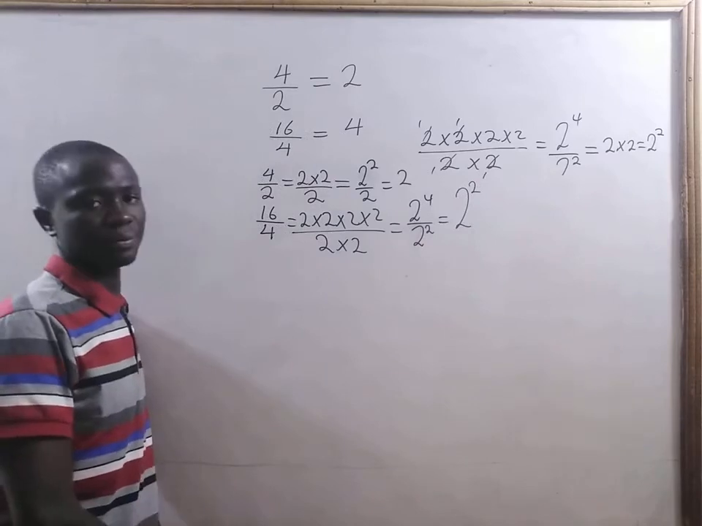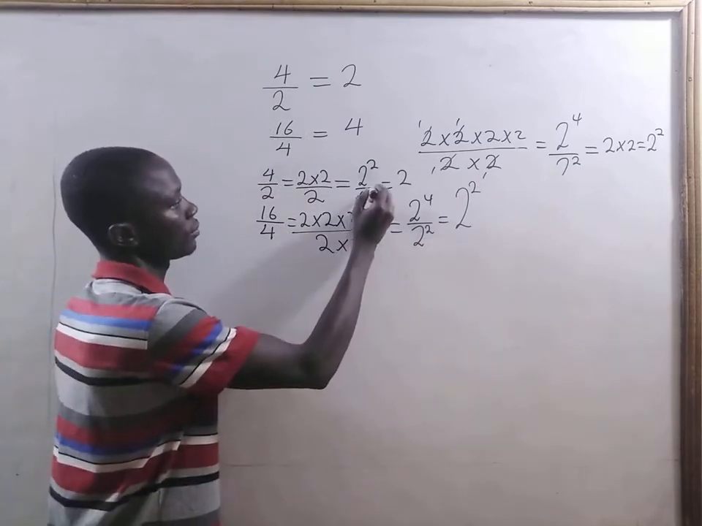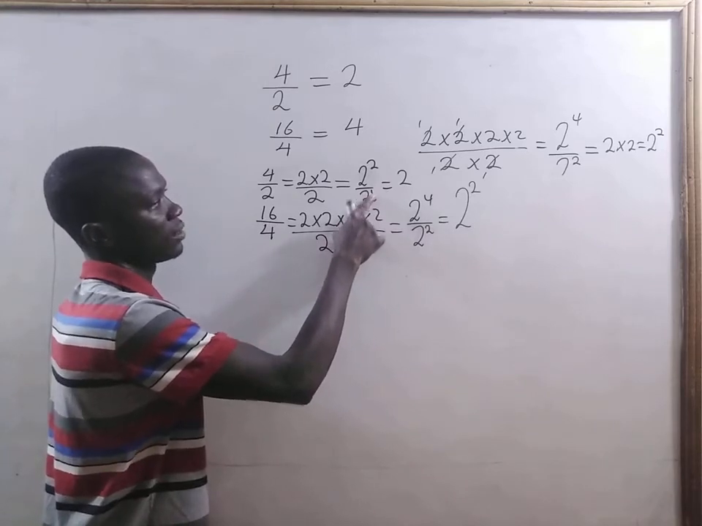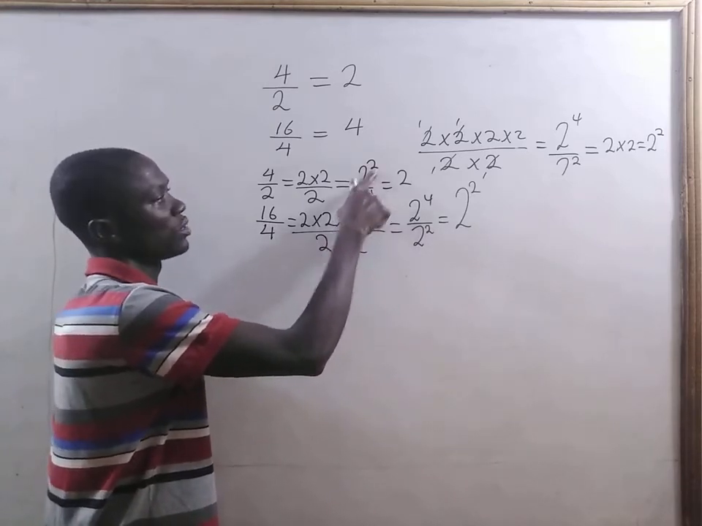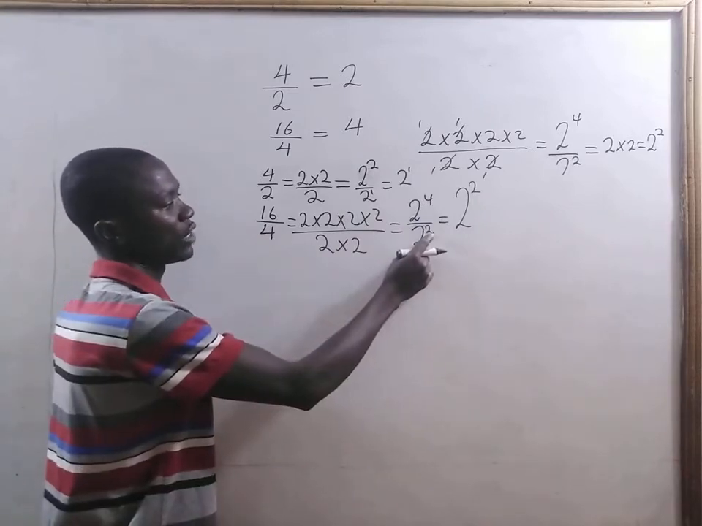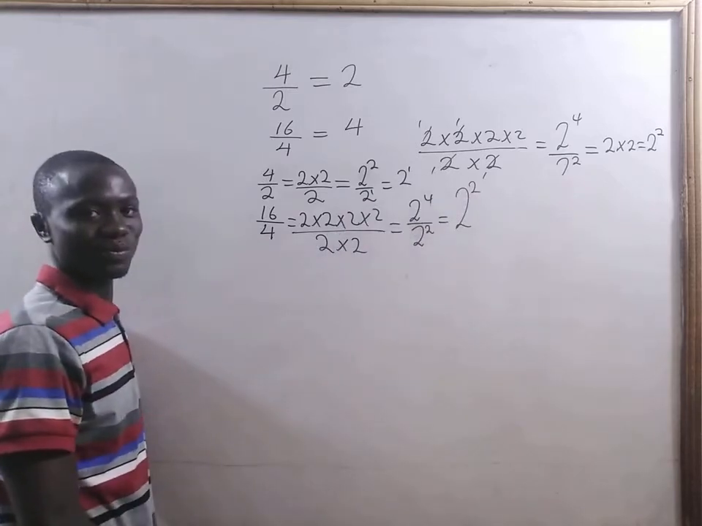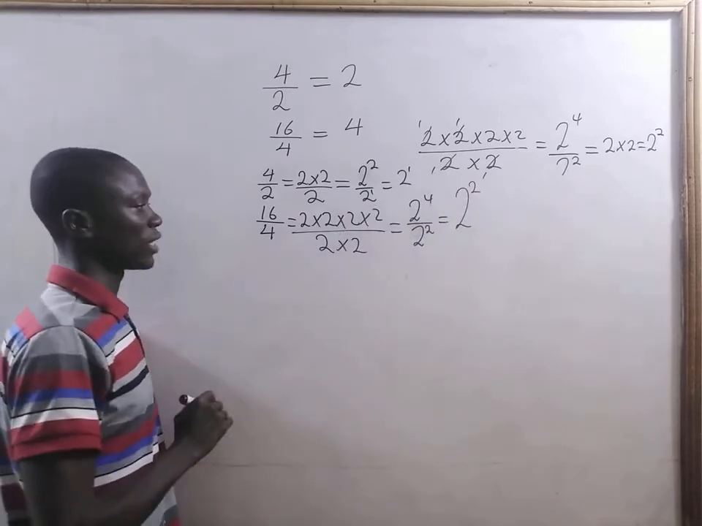So now what do we see? You can see that here the power 1 has been taken away from the power 2, and we are left with power 1 here. And here, if you take 2 away from the 4, you'll be left with 2. Let's try this one and see.